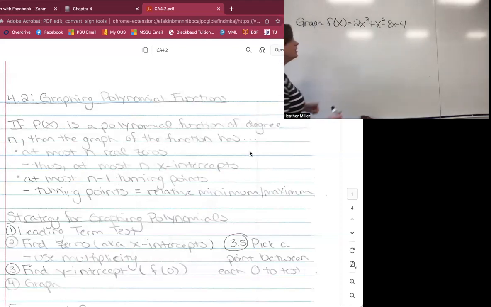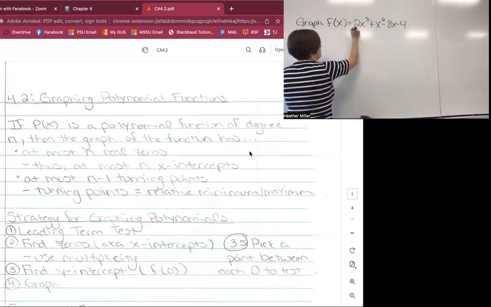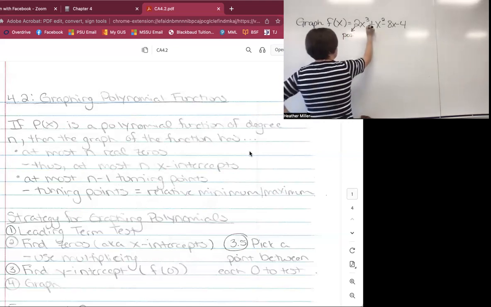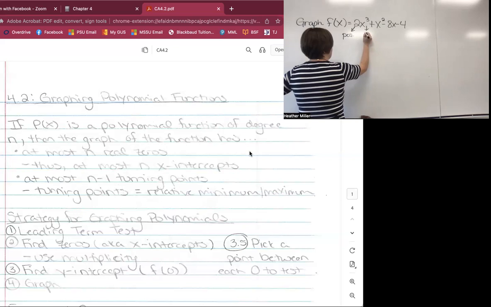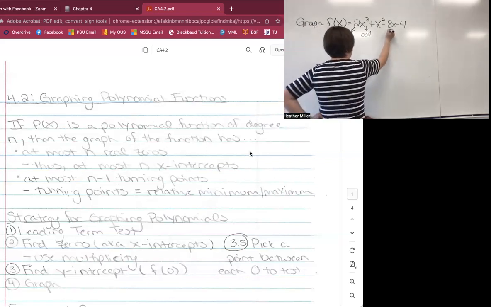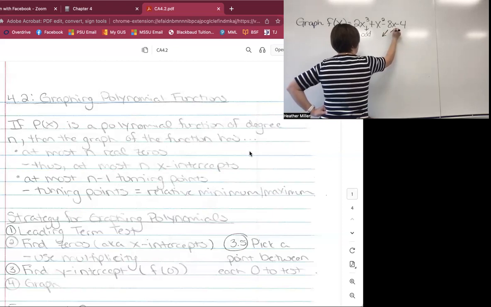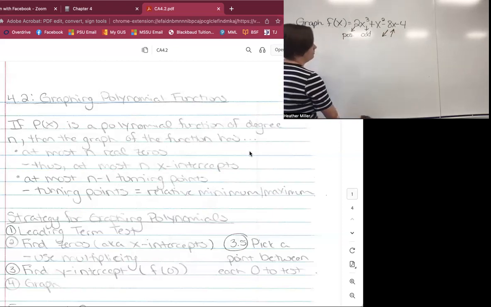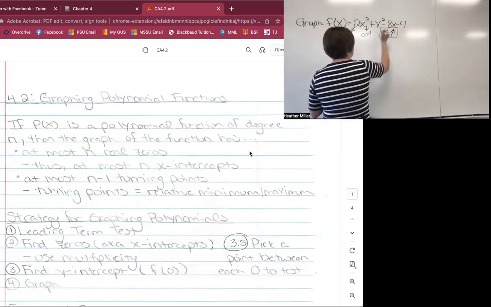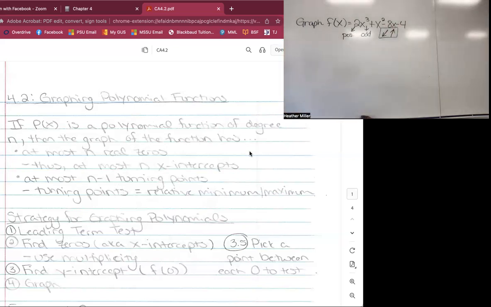Again, first things first, leading term test. I have a positive leading term, and the degree of my polynomial is 3, which is odd. So I have a positive odd going on. Positive odd means my graph is going to go down and up like this. All right, so now I know my end behavior.